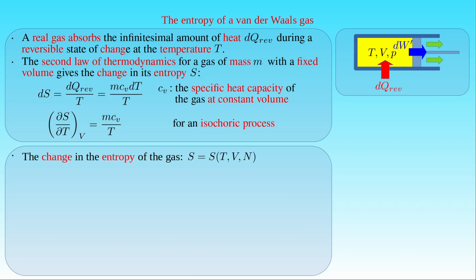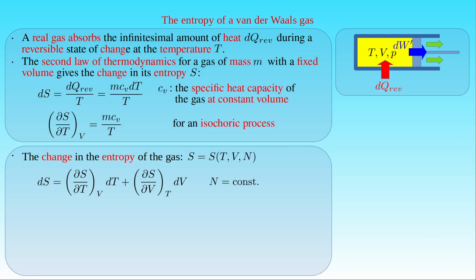As a result, the differential of the entropy S of the given amount of gas can be expressed by its partial derivative with respect to the temperature T at a constant volume V times the differential of the temperature T, plus its partial derivative with respect to the volume V at a constant temperature T times the differential of the volume V. Here the mass m, or equivalently the number of particles N of the gas, is constant.